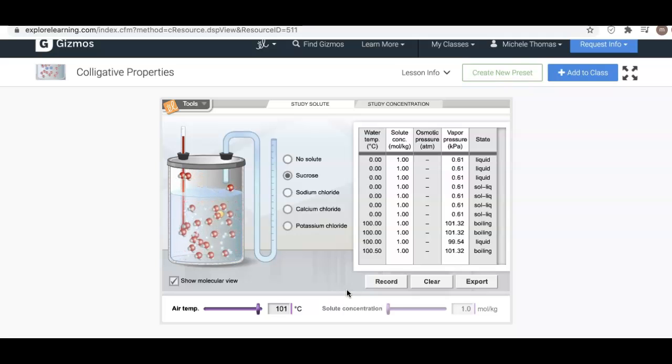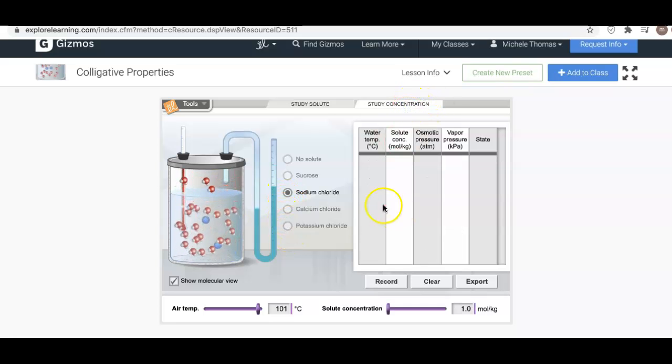And so you can see that our boiling point of the water has changed. The addition of the sucrose has caused our water to boil at 100.5 degrees Celsius as opposed to 100 degrees Celsius. You're going to go through each solute and check that out, and then you're going to go to study the concentration.